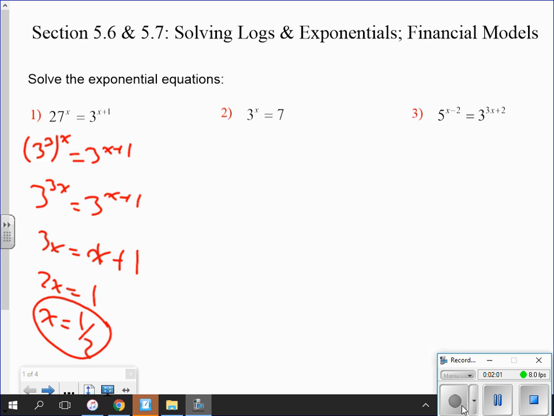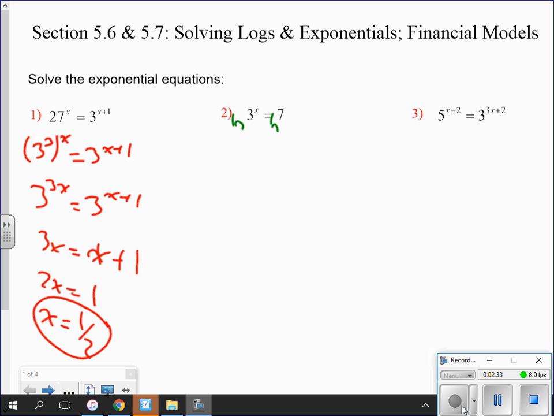Okay? But if you look at the next problem, you can't do that. You cannot write 7 as a power of 3 easily. You can, it's extremely difficult, and I'm not going to show you how because I don't want to. There are easier ways to solve this, and it's really quite easy. If you cannot write them as the same base, all you do is take the log of both sides. In this case, take the natural log of both sides.